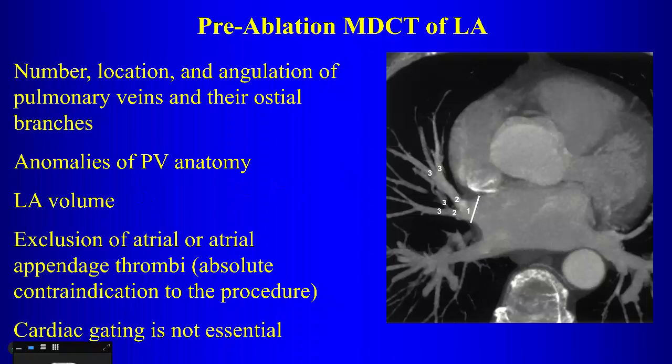And one of the most important reasons is that we want to make sure that there's no contraindication of doing the procedure, like thrombi within the left atrial appendage. If there's thrombus in the left atrial appendage, that's an absolute contraindication to the procedure. And as I've said, cardiac gating is not essential. So if the patient is in atrial fibrillation, we can do the study without cardiac gating, and it's still good enough to evaluate the pulmonary veins. I mean, if you look at all the PE studies that we do, they're good enough to look at the pulmonary vein.